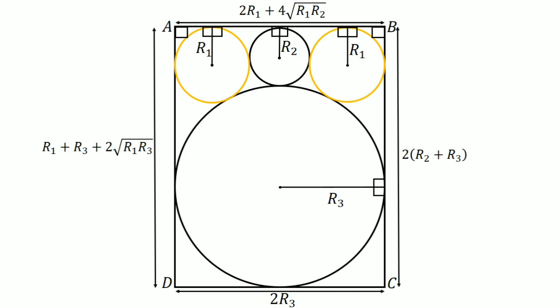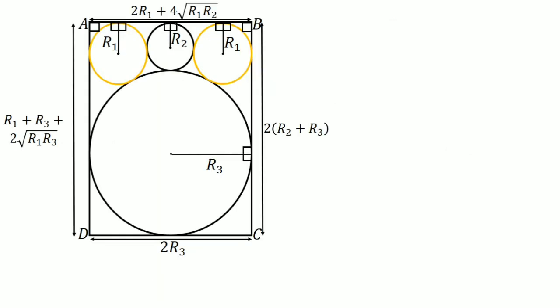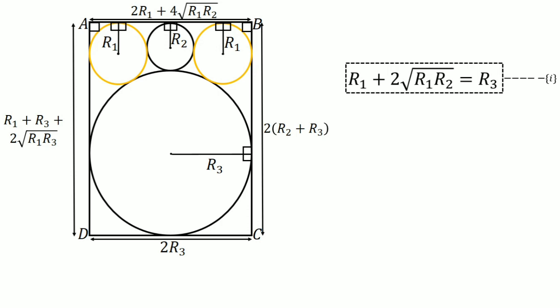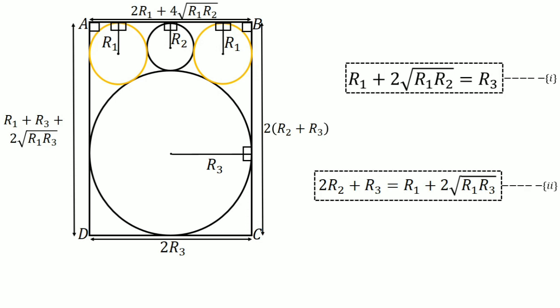Now we minimize this figure, and we know that opposite sides of the rectangle are equal. So by this, 2r1 plus 4 under root r1 times r2 is equal to 2r3. So we have r1 plus 2 under root r1 times r2 is equal to r3, and let this be our equation first. Similarly, 2 times r2 plus r3 is equal to r1 plus r3 plus 2 under root r1 times r3. So we have 2r2 plus r3 is equal to r1 plus 2 under root r1 times r3, and let this be our equation second.